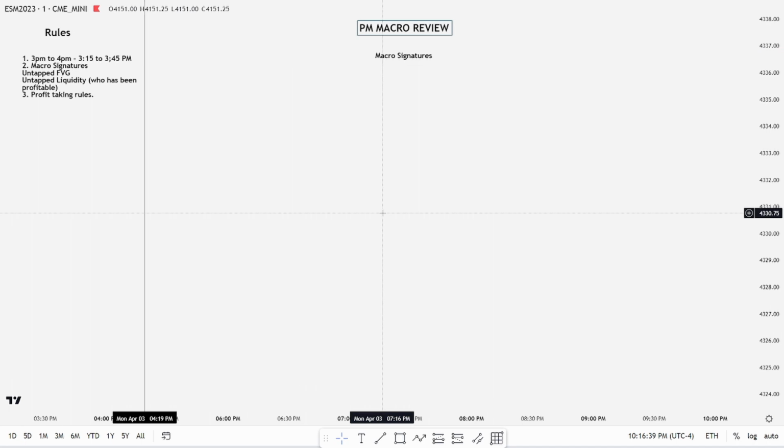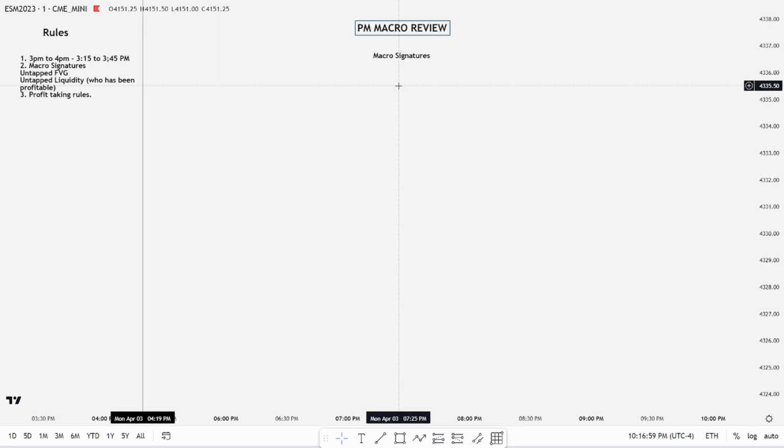Okay, but first we're going to look at the macro signatures, the untapped liquidity. So you're going to be looking throughout the entire PM session at who has been the most profitable throughout the day. This will include AM session, the lunch session, and the PM session. And typically throughout the PM session, or the PM macro rather, up until 4 p.m., the algorithm is going to run a macro that will take out any form of liquidity that's been untapped so far.